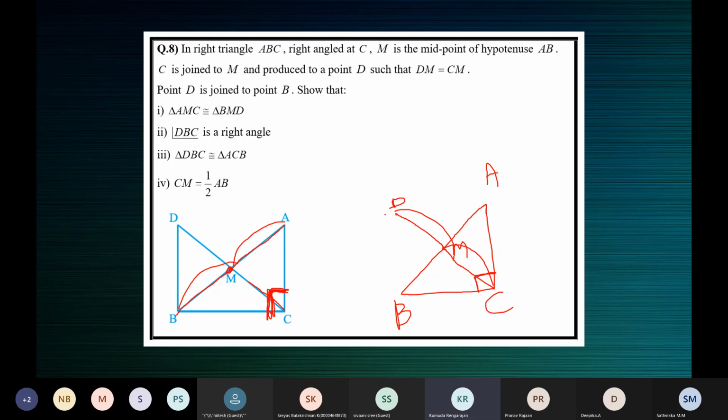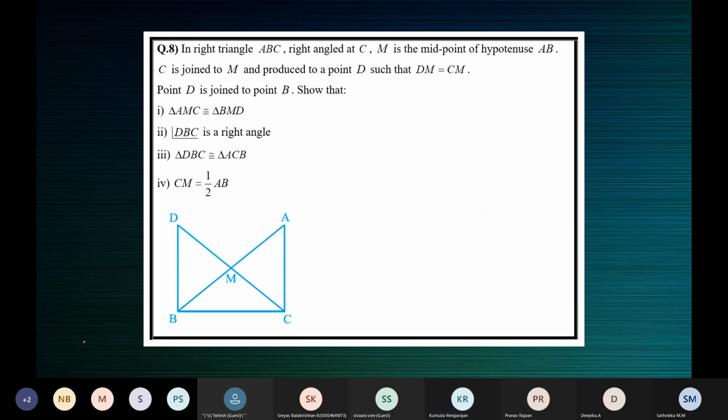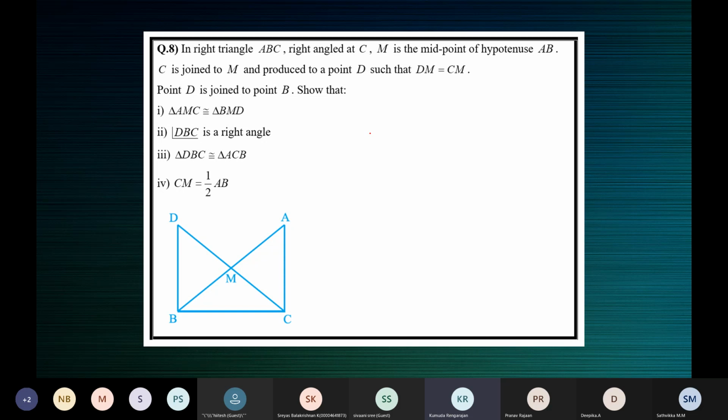Point D is joined to B. So see here, this is how you get this figure. Sometimes the figure may not be given. So how do we draw? Right triangle ABC. If it's not given, then you will not know that you have to take a triangle like this. You can even draw like this. Right angle at C.